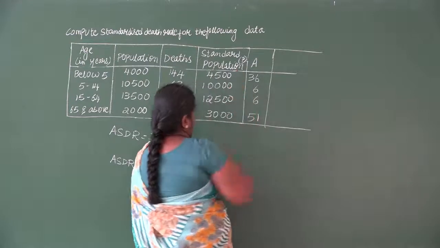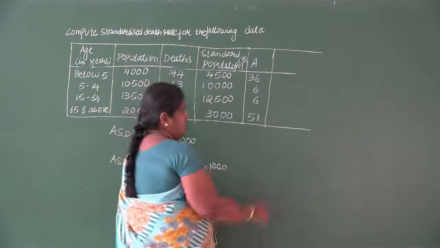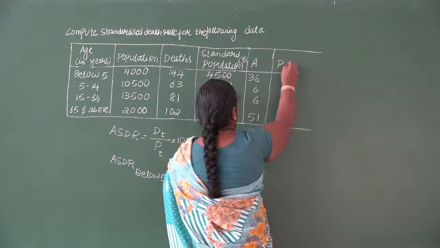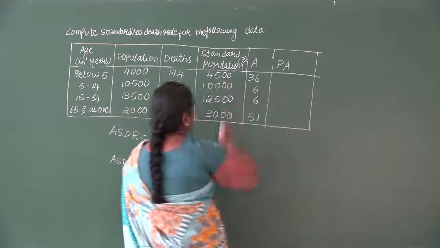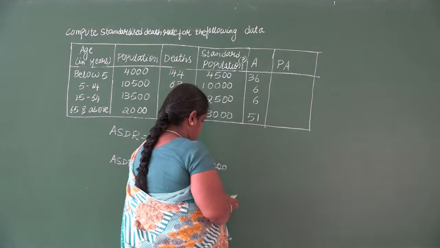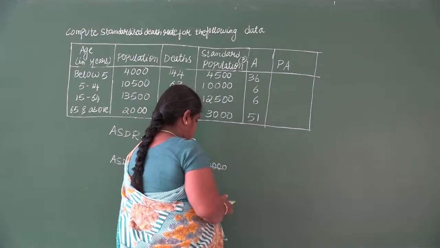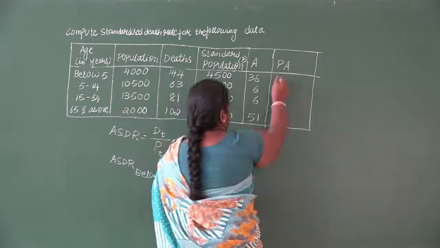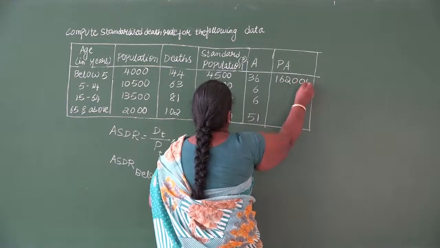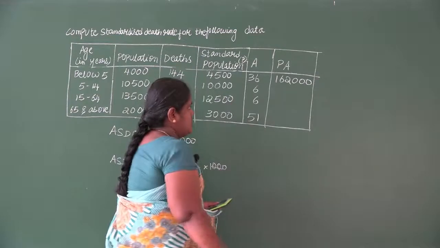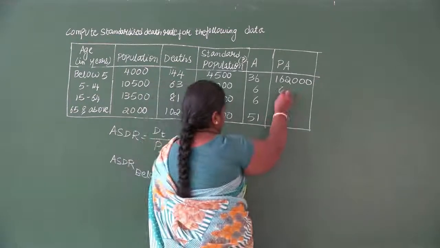Then standard population P value is given, multiply P and A value and do the total of that. So first one, 4,500 into 36. So it is 162 and 3 zeros. Then 10,000 into 6, which is 60,000.